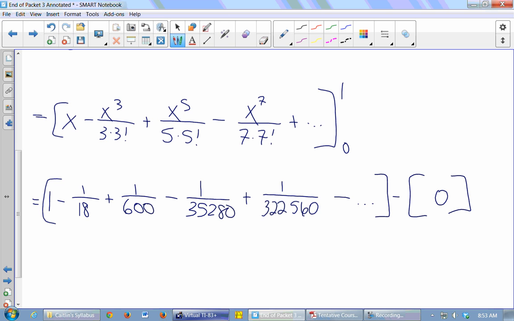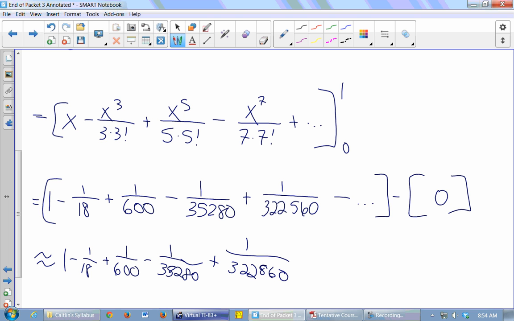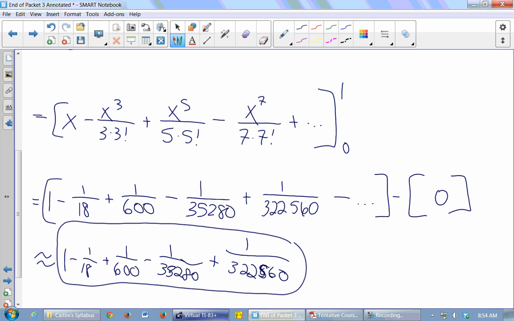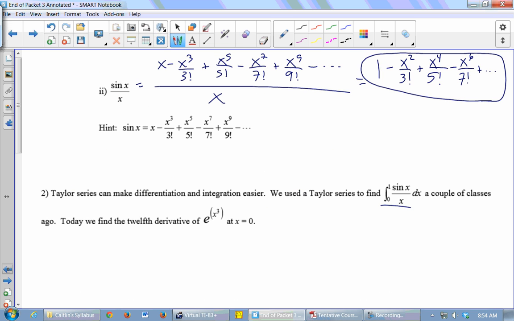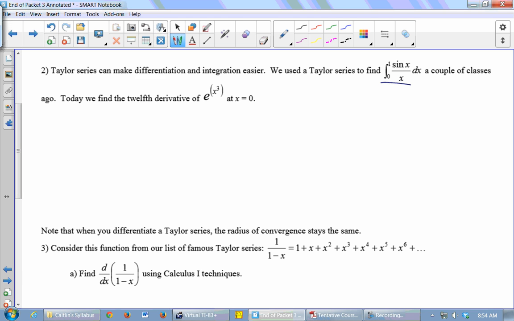I don't think we actually have any way to figure out what it converges to, but we could estimate by chopping it at any point, right? We could get an estimate for the area under that curve. So it's approximately equal to 1 minus an 18th plus a 600th minus that would be an approximation for the area under sine x over x from 0 to 1. Oh, sorry, we weren't done. Okay, so that makes integration easier.